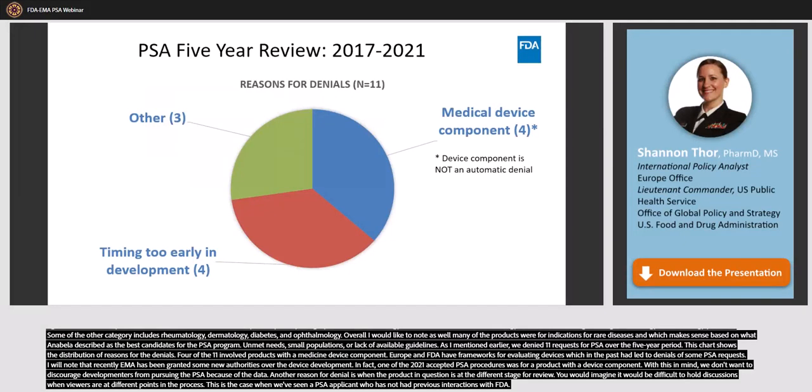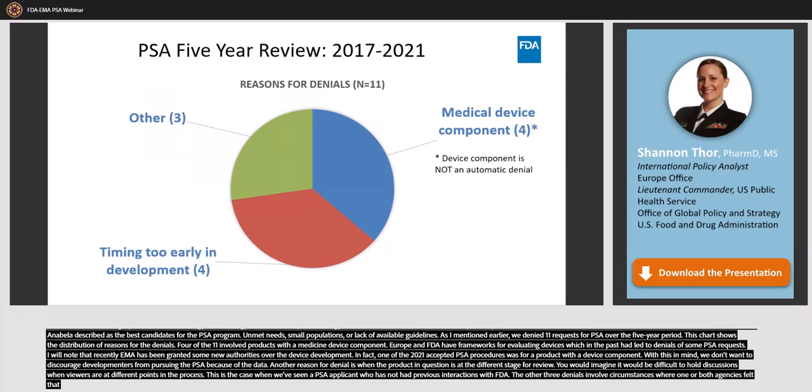The other 3 denials involve circumstances where one or both agencies felt that PSA was not a good option for other more varied or nuanced reasons.